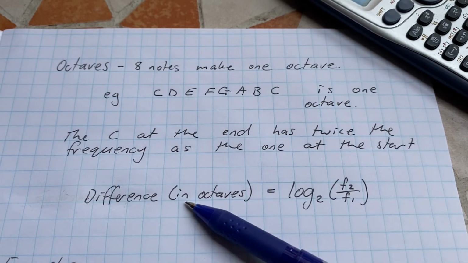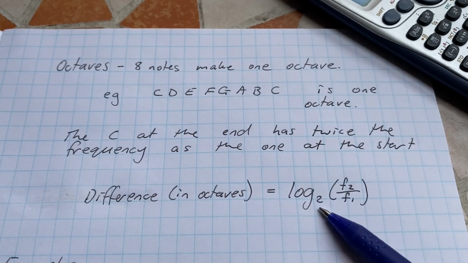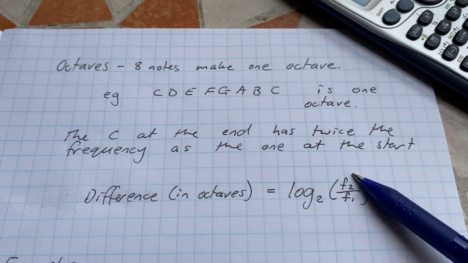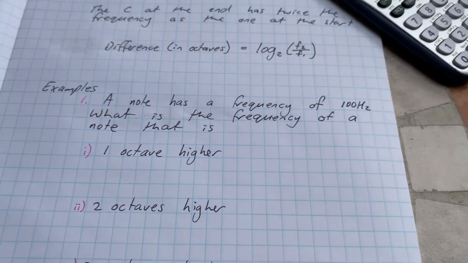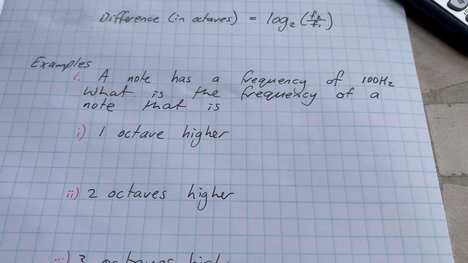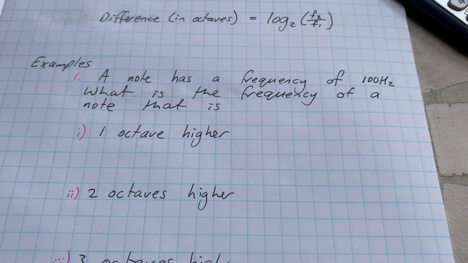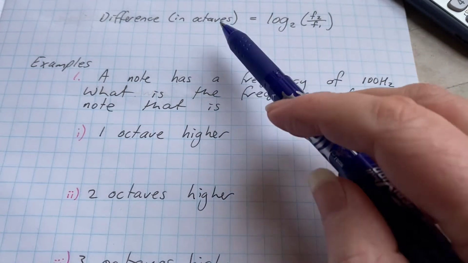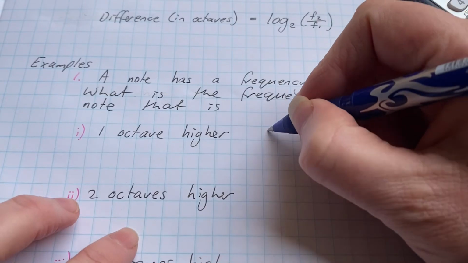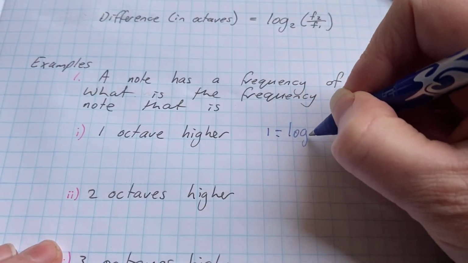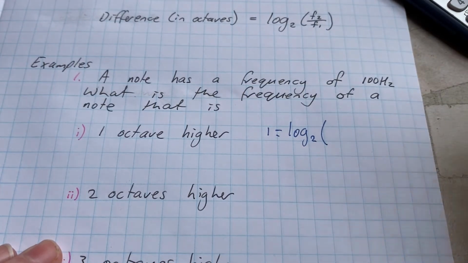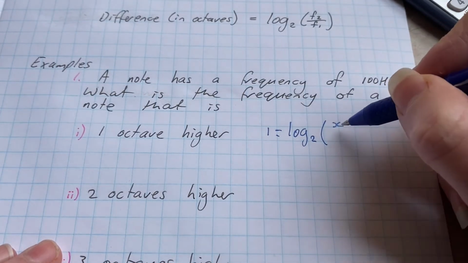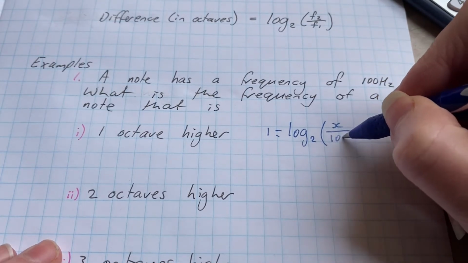So the difference in octaves is log base 2 this time, F2 over F1. So that's just the frequency comparison, the ratio of the frequencies. So here's an example. A note has a frequency of 100 hertz. What's the frequency of a note that is 1 octave higher? So the difference in the octaves would be 1, and that equals log base 2. Now F2 is the higher one, F1 is the lower one, so I'm going to call that X for F2, and F1 is 100 hertz.